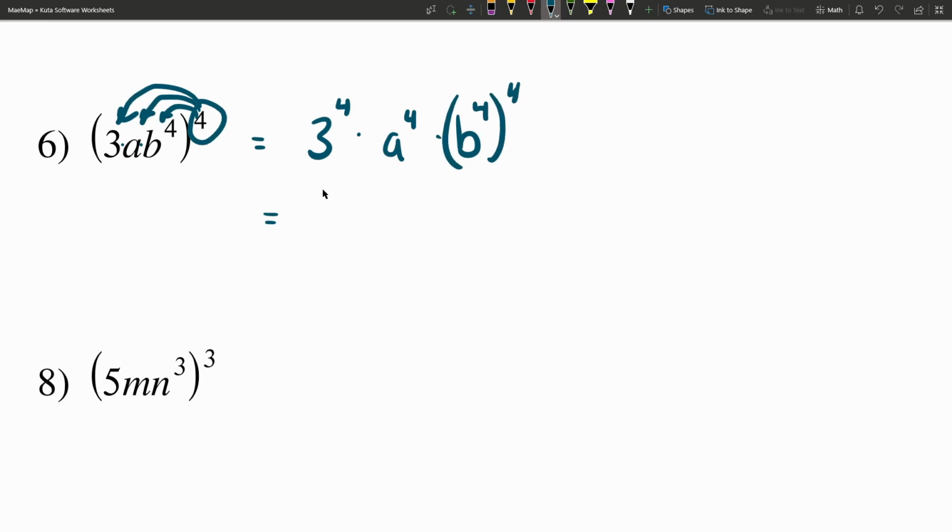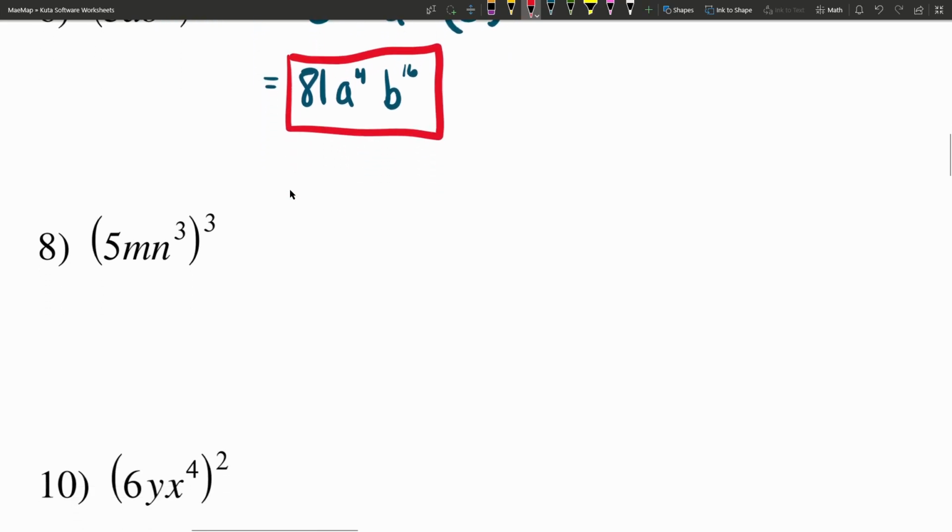to the 4th. 3 to the 4th is 3 times 3 times 3 times 3, which is 9 times 9, or 81. A to the 4th is just a to the 4th, and b to the 4th raised to the 4th is b to the 4 times 4, or b to the 16th. So 81 a to the 4th times b to the 16th is our solution for number 6.